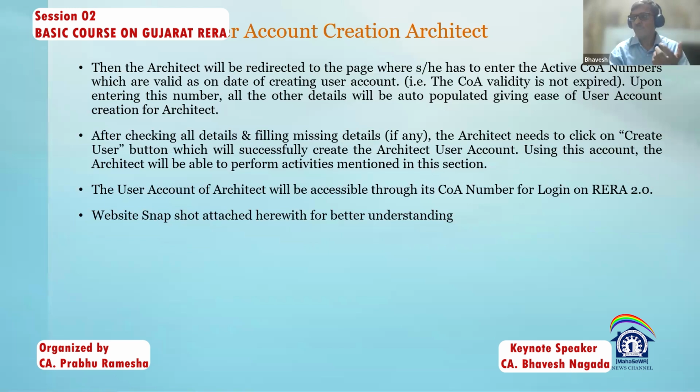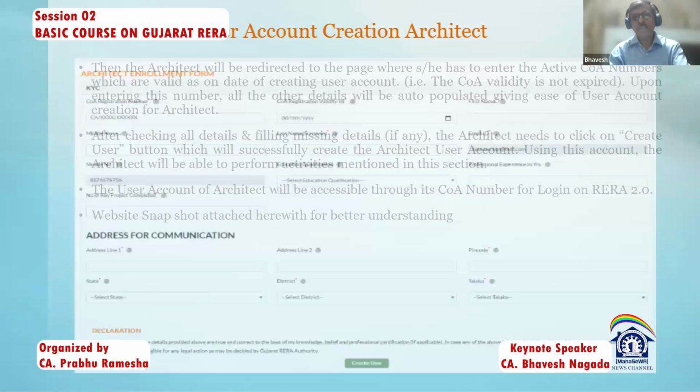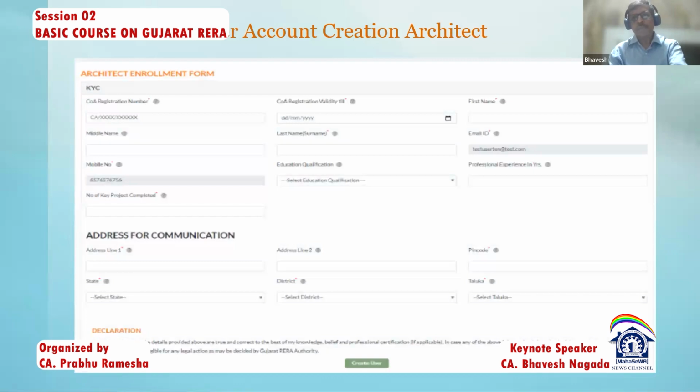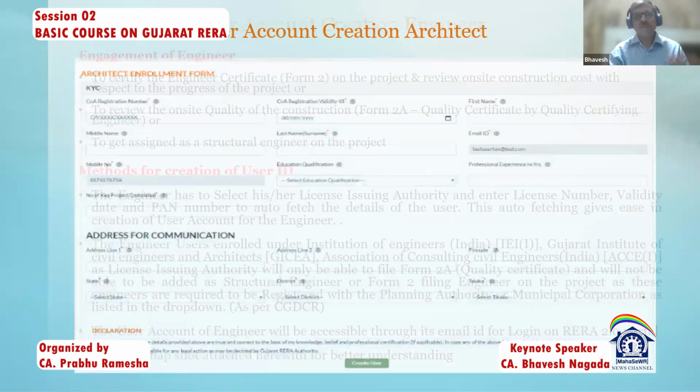The moment he puts that number, the information will be automatically fetched, and the information which is with the Council of Architecture will come to the website. Here is the website snapshot. The moment the number is input, the first name, last name, everything is filled. So the fields which are gray in color will not be allowed to be modified. The rest, which are in white, can be modified. Same goes with the engineer.